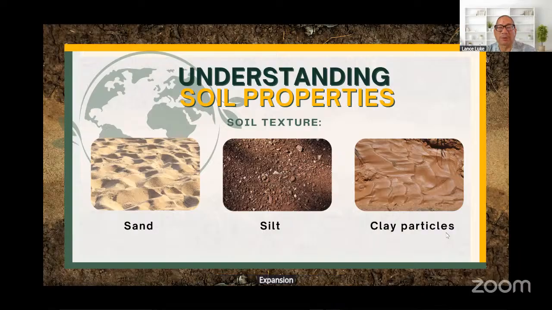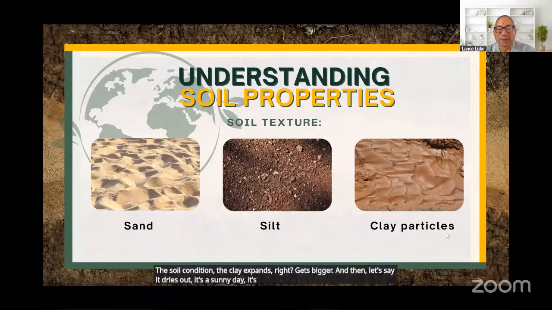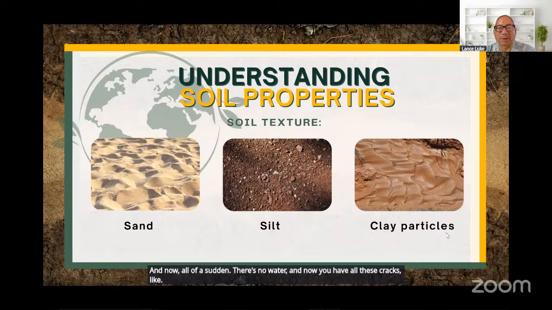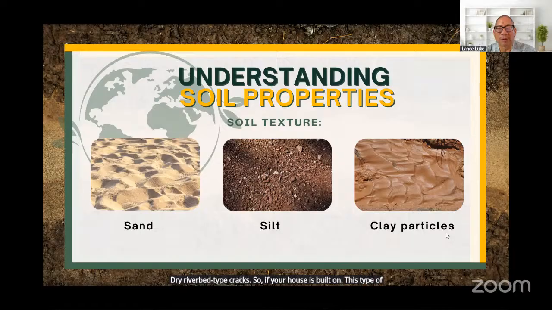expansion and contraction. So in other words, when it gets wet, let's say it rains, the clay expands, right? Gets bigger. And then let's say it dries out, it's a sunny day, it's summer, and now all of a sudden there's no water, and now you have all these cracks, like dry riverbed type cracks. So if your house is built on this type of material, you're going to have foundation issues. And that's why this is one of the worst conditions to build on.